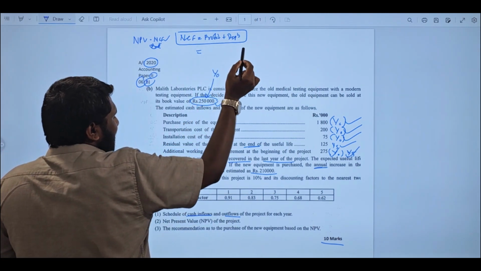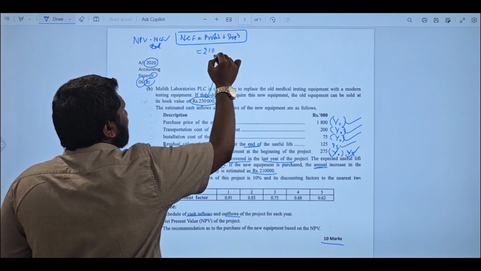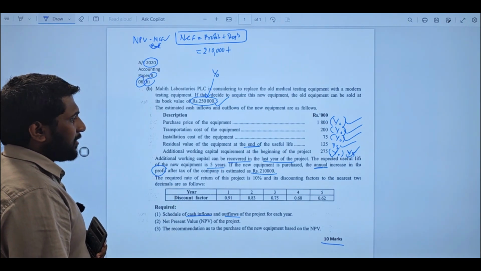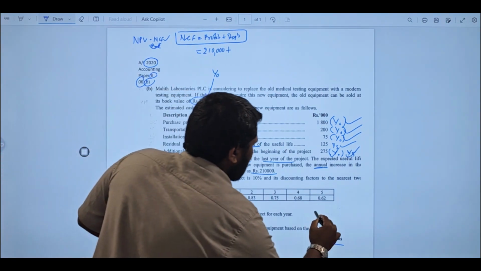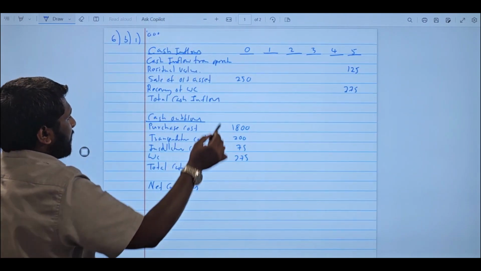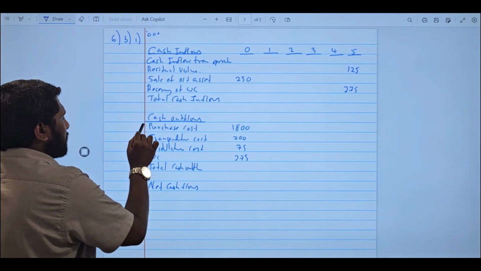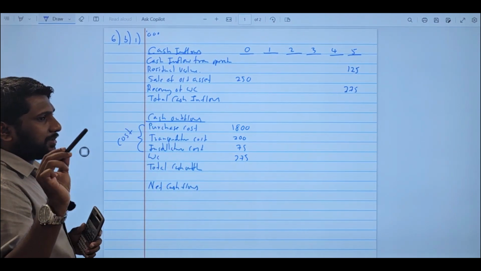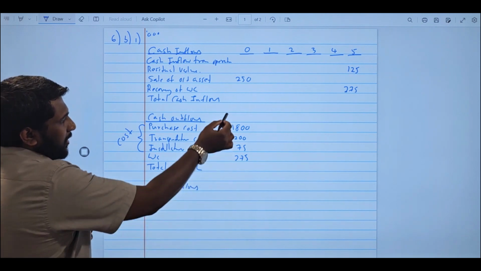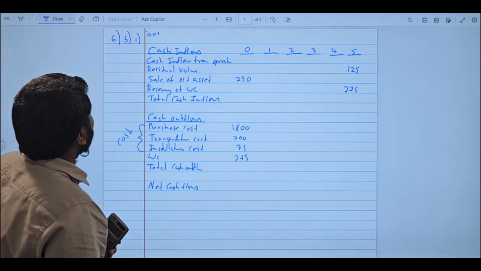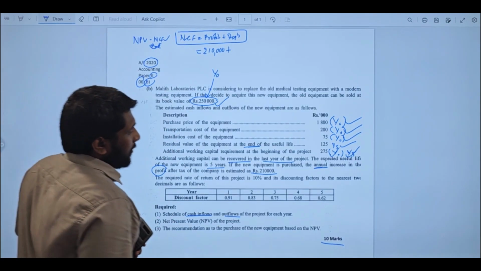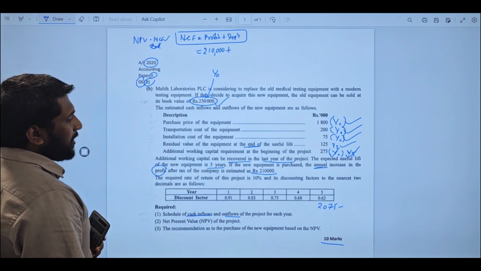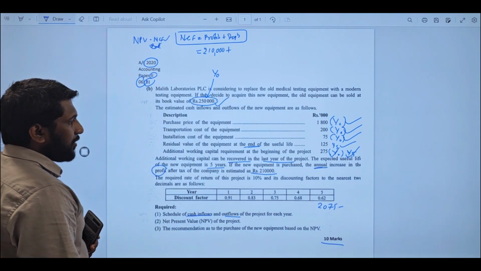So here I will do it for a year. Profits are 210,000. What's the depreciation? So how to calculate the depreciation? Cost minus scrap value. What's the cost of this particular asset? When you are calculating the cost, do remember always you have to consider these three only: purchase cost, transportation cost, and installation cost. It is 2,075,000. So 2,075 minus, what is your scrap value of this particular asset.